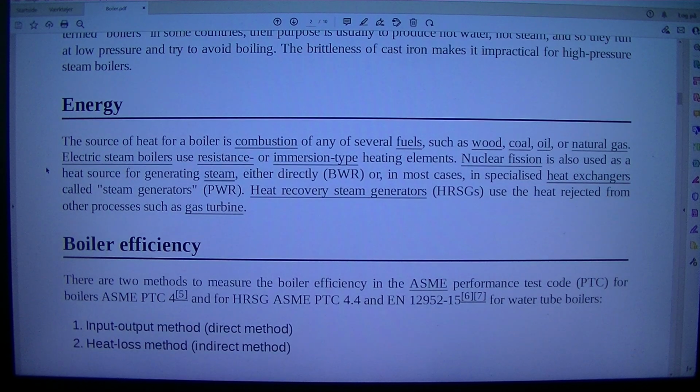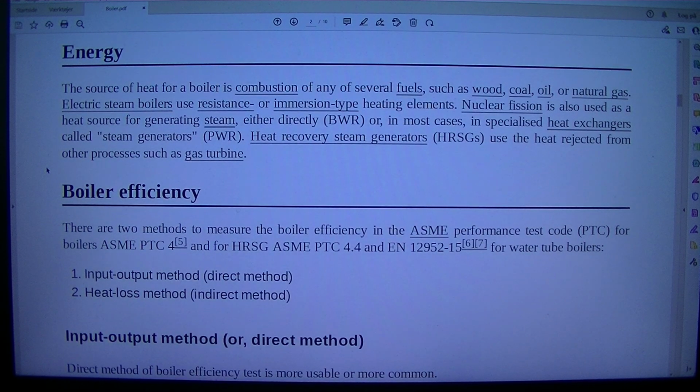Energy. The source of heat for a boiler is combustion of any of several fuels, such as wood, coal, oil, or natural gas. Electric steam boilers use resistance or immersion-type heating elements. Nuclear fission is also used as a heat source for generating steam, either directly (BWR), or, in most cases, in specialized heat exchanger scaled steam generators (PWR). Heat recovery steam generators (HRSGs) use the heat rejected from processes such as a gas turbine.